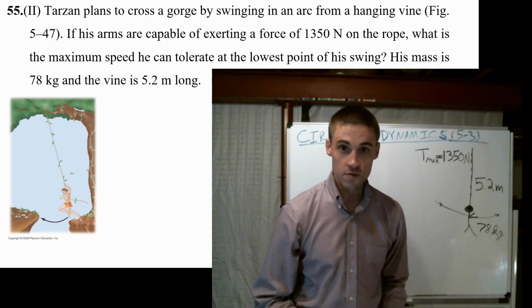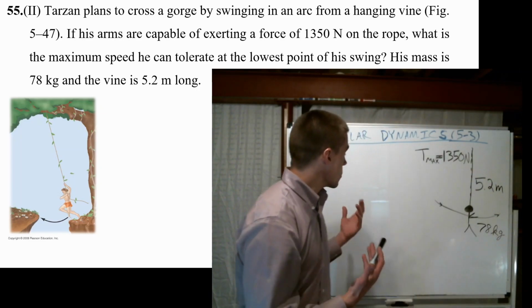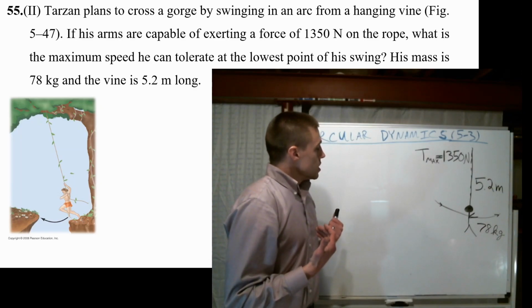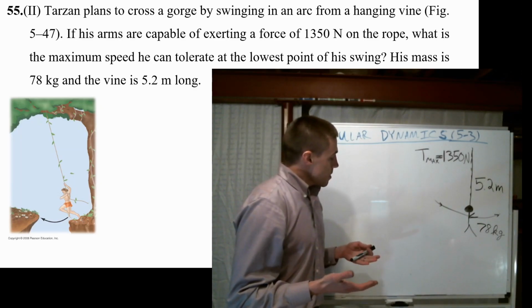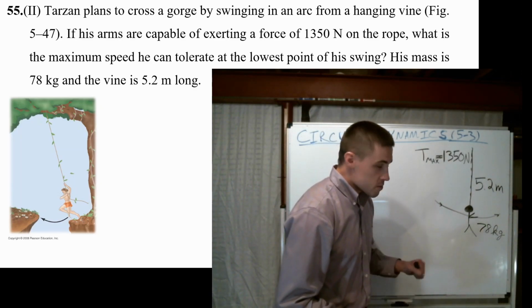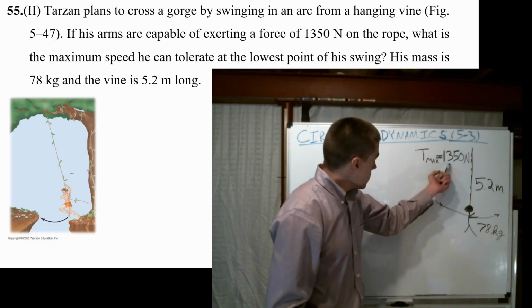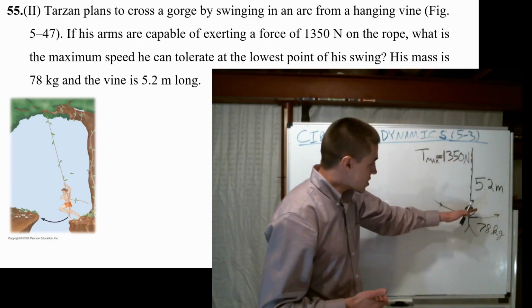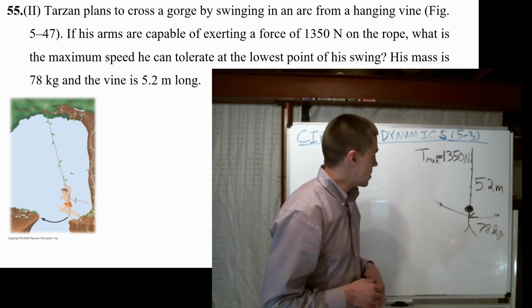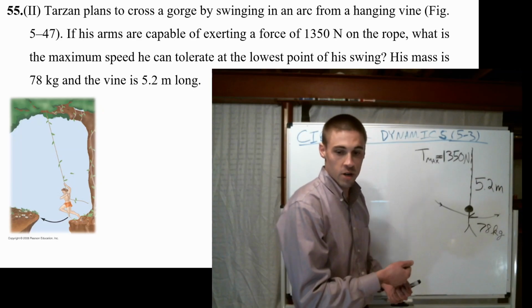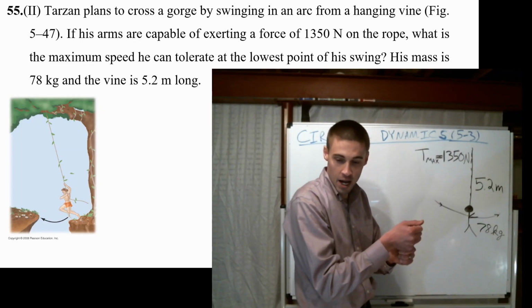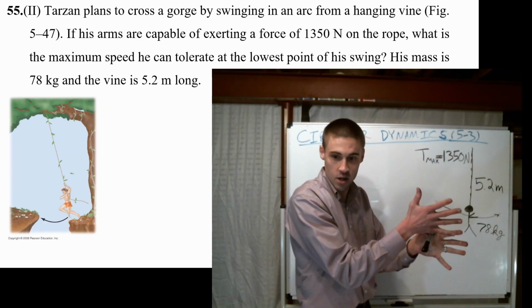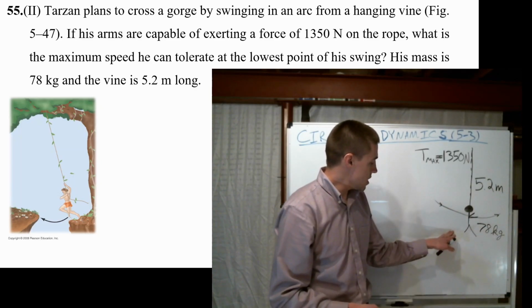Okay, I'm going to assume that you've done that. Now let's go through and talk about the problem. So when it says that the maximum force that Tarzan's arms can withstand is 1,350 newtons, that essentially means the maximum tension that the string can have is 1,350 newtons. In this case, it's not the vine breaking, right? It's his hands letting go. He's not going to be able to withstand any more than that.